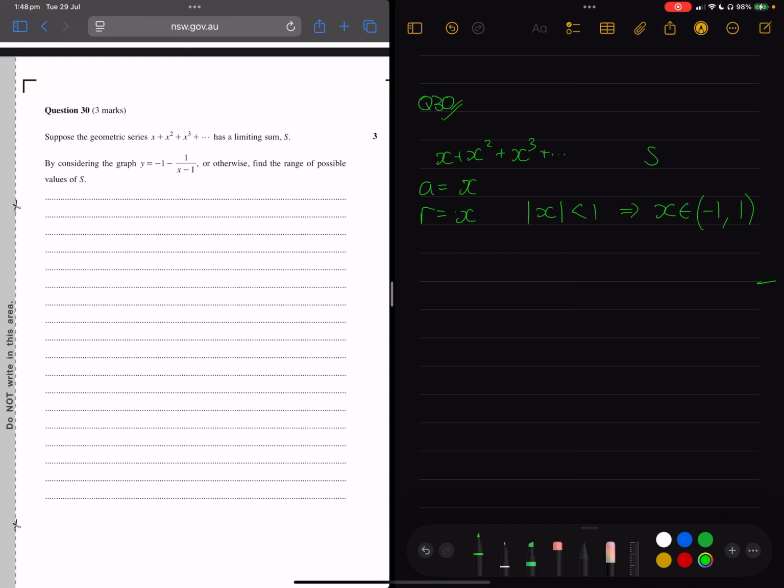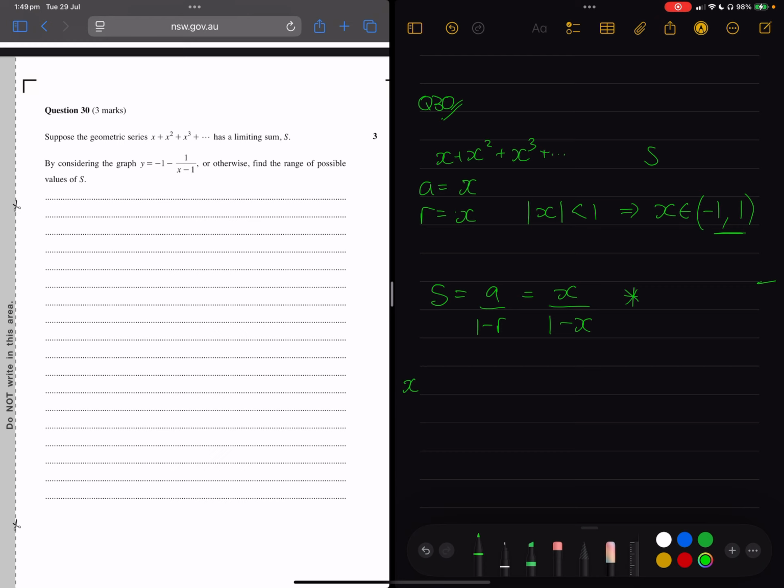We have a formula for this. So the limiting sum s in the case of a geometric series is a over 1 minus r. a is x, r is x, so this is x over 1 minus x. Now this is the point where we could choose to draw this function or the function given in the question, right? They're pretty much the same thing. We don't really need to, right? We can just do this algebraically. So given that the limiting sum is equal to x over 1 minus x, really all we need to think about is the endpoints of the x values that we could have.